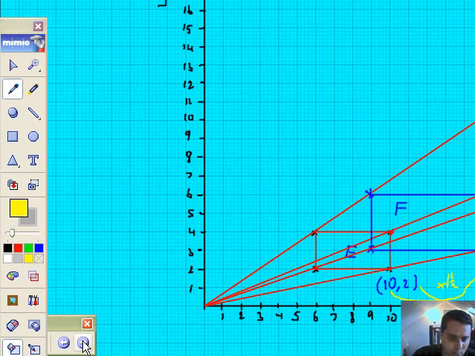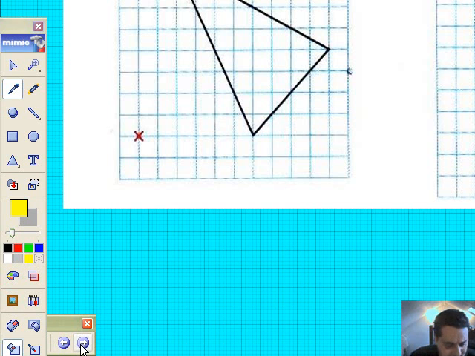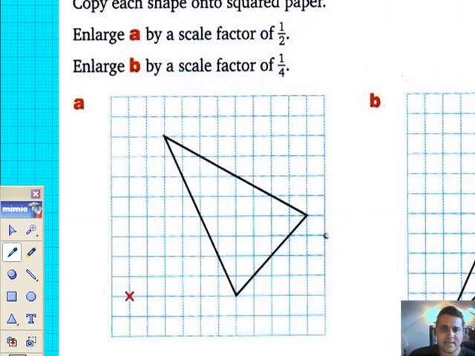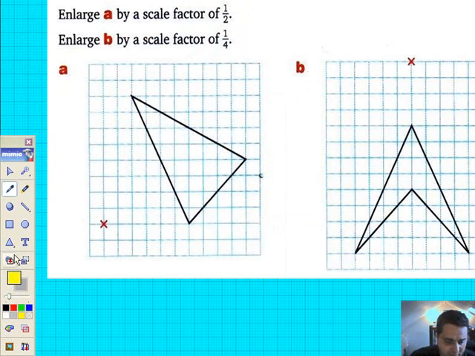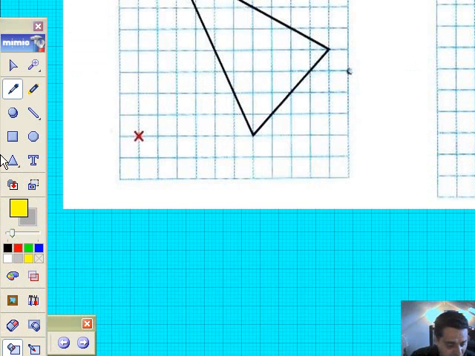Alright, so next question. So how does this go? Right, question 4. We've upgraded to B now, so I'll be a little bit careful how I do this. It says copy each shape onto squared paper. Okay, I've done it. Enlarge A, that's this one here, by a scale factor of 1/2. Okay, so we have fractional enlargements. This is being rated as grade B. I thought it was a C myself.